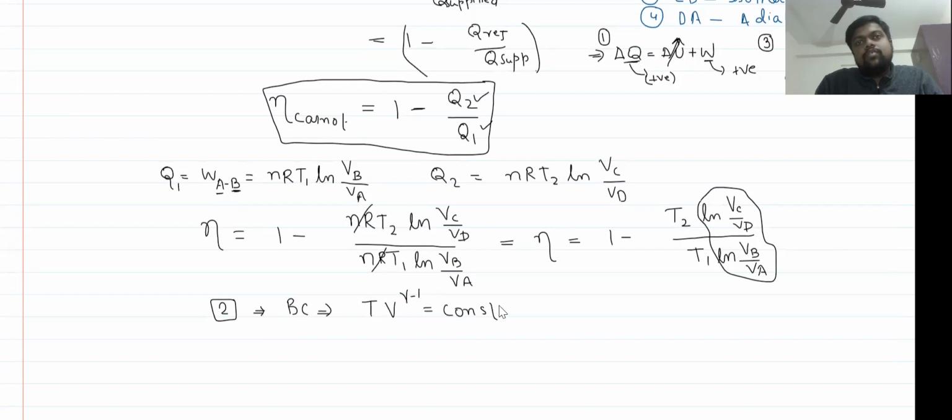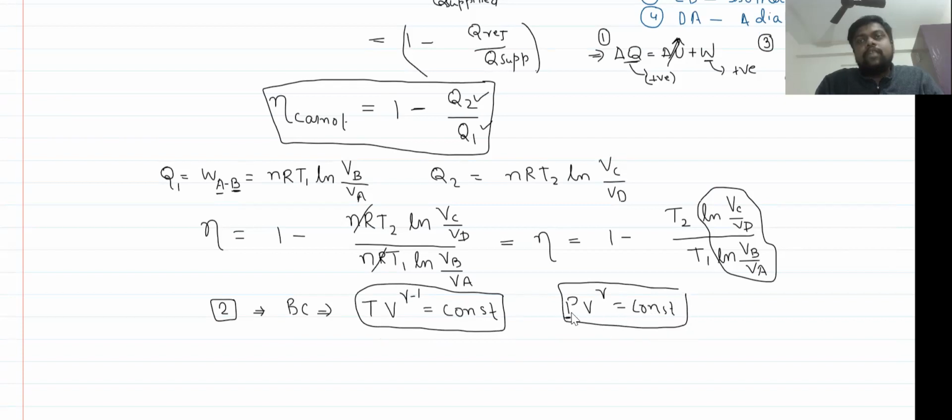This is also one form of the adiabatic equation, which is derived from PV to the power gamma is equal to constant. It can be easily derived from this equation. Just write, instead of P, nRT by V, and then further simplify, you will get this equation. This is also one form of the adiabatic equation. Now we are applying it for the BC process.